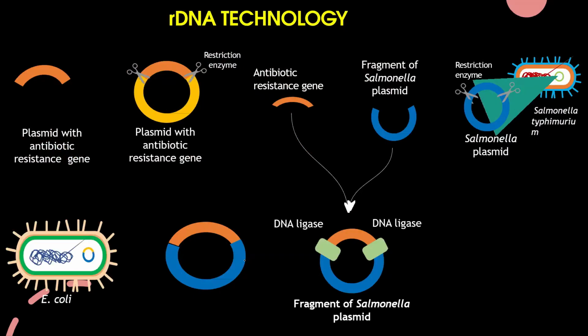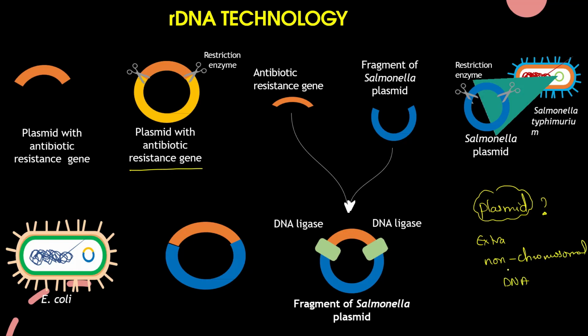Okay. So you can see here. Let's take a plasmid with antibiotic resistance. So actually there's a plasmid. What is a plasmid? Extra non-chromosomal DNA, DNA that is present in the bacteria. We call it a plasmid.